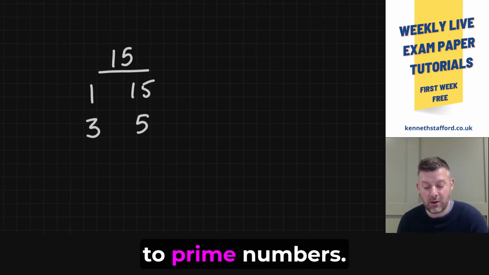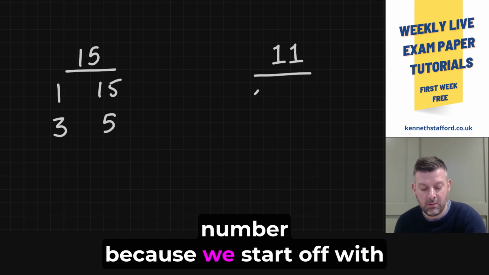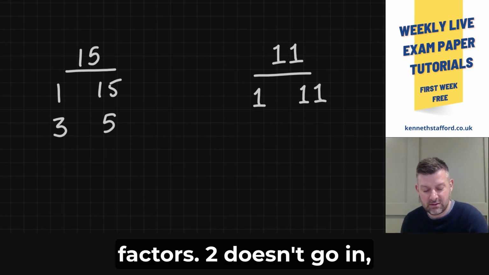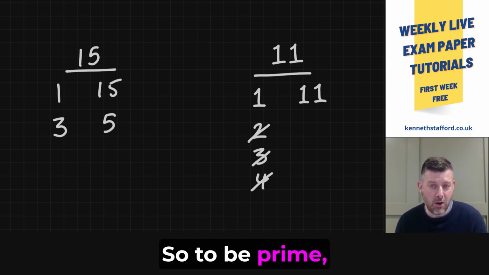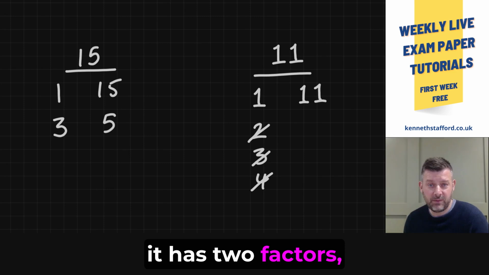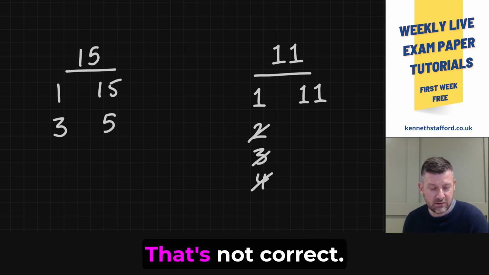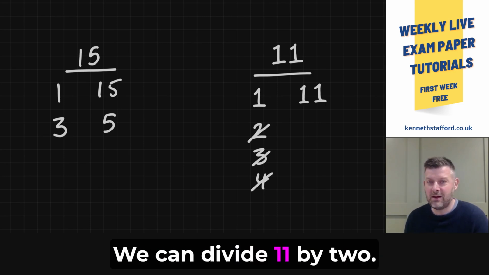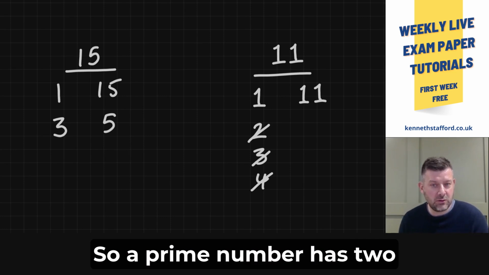And that brings us on to prime numbers. So a number like 11 is a prime number because we start off with 1 and 11, and there are no other factors. 2 doesn't go in, 3 doesn't go in, 4 doesn't go in. So no more factors. So to be prime, it has 2 factors. And I hear from students all the time, a prime number can only be times by 1 itself. That's not correct. It can only be divided by 1 itself. Again, not correct. We can divide 11 by 2. It's just not a factor. So a prime number has 2 factors.